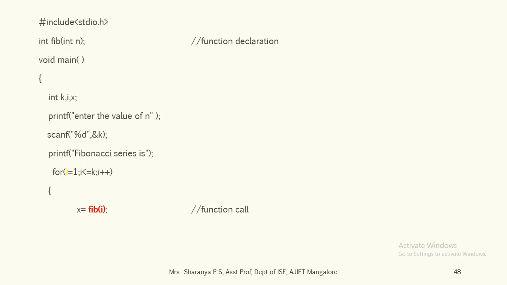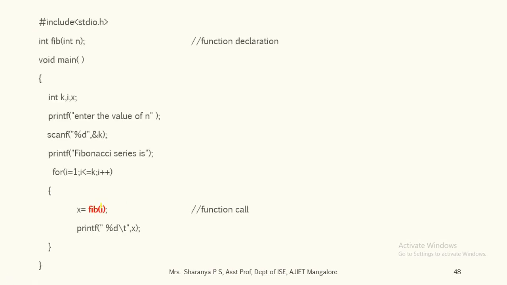i will begin with 1, so fib of i is fib of 1. This is how the function is called. And after that, the x value, whatever value is returned by fib, is going to be displayed as the final result. Next, we'll see the function definition.